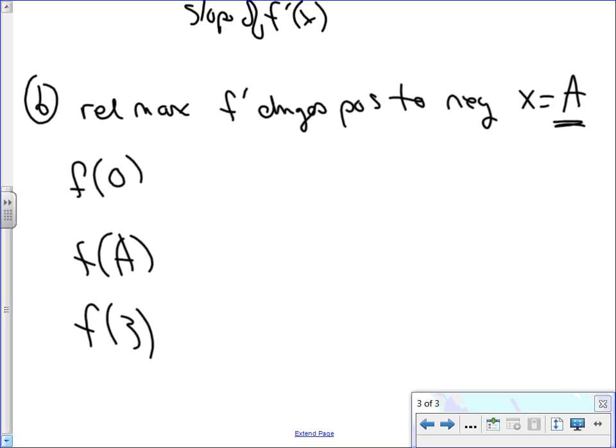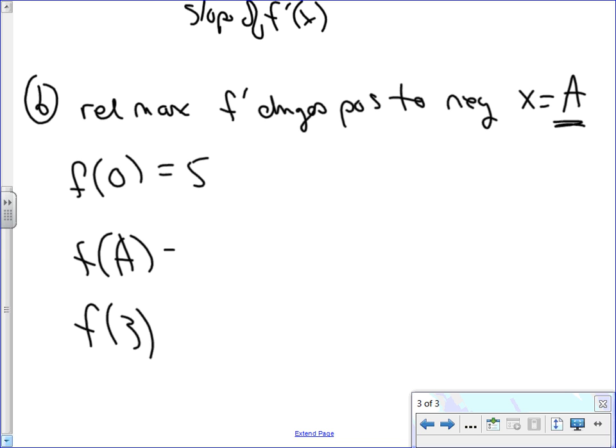F of 0. F prime of 0 is 0? No, I'm trying to read the problem. It's 5. How do I know? Because they told me so in the very first sentence. Okay. Now, what's the danger there? Y'all just did it. I said find F, and you went over and found F prime. So you've got to know what you're looking at.